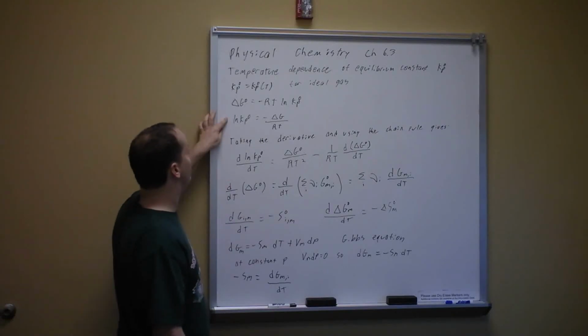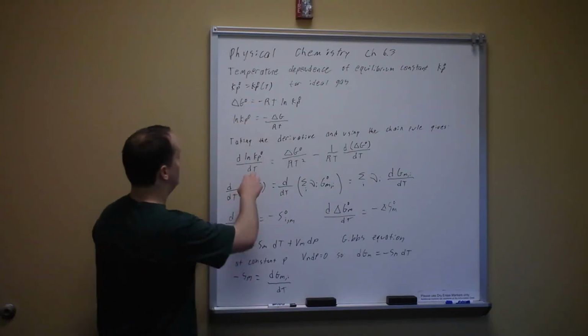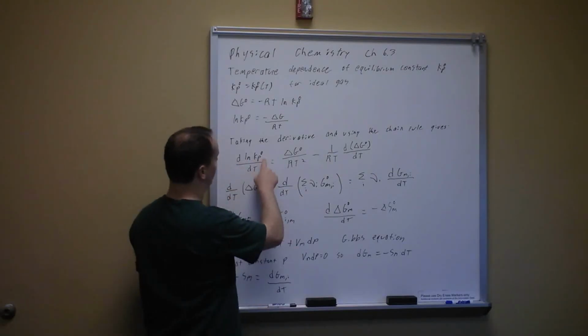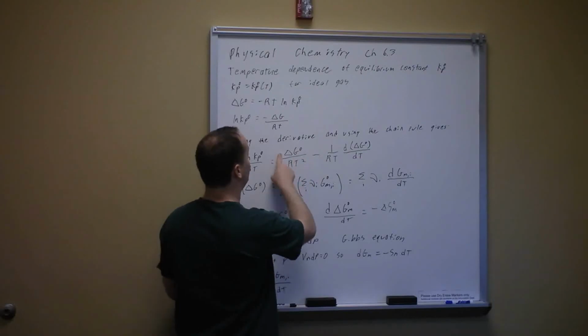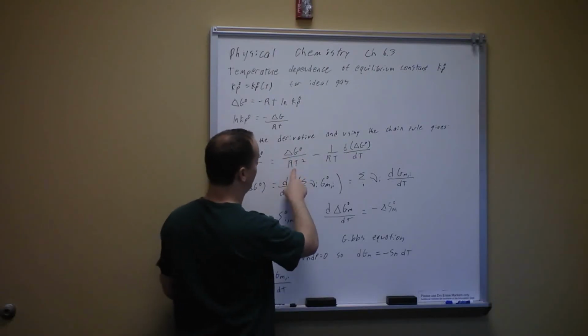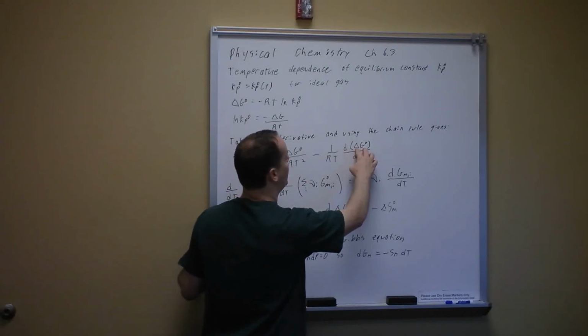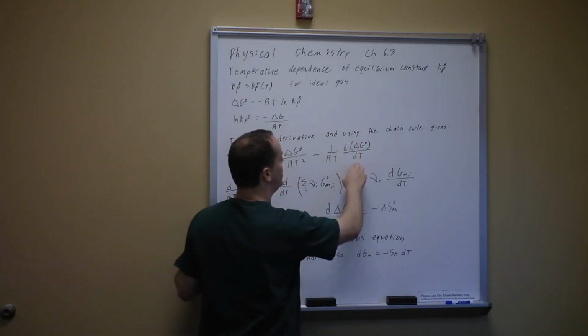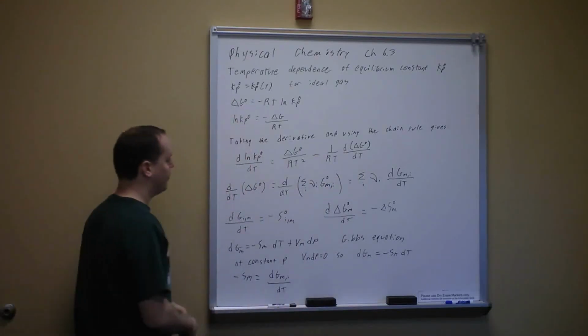we get natural log of Kp naught equals minus delta G naught over RT. Now we're going to find the derivative of this, and we don't know this yet, so we're going to have to use the chain rule. So we get the derivative of the natural log of Kp naught with respect to temperature is equal to delta G naught over RT squared minus 1 over RT times the derivative of the change in Gibbs free energy naught with respect to temperature. This is what we need to figure out now.